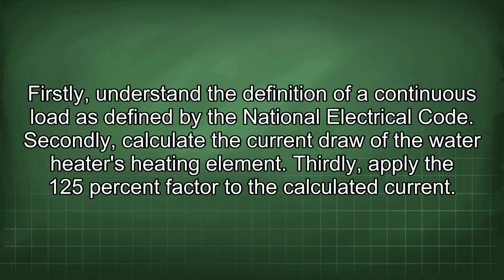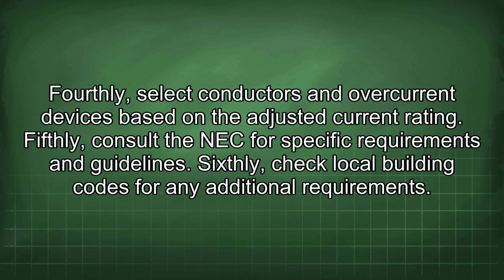Firstly, understand the definition of a continuous load as defined by the National Electrical Code. Secondly, calculate the current draw of the water heater's heating element. Thirdly, apply the 125% factor to the calculated current. Fourthly, select conductors and overcurrent devices based on the adjusted current rating. Fifthly, consult the NEC for specific requirements and guidelines. Sixthly, check local building codes for any additional requirements.